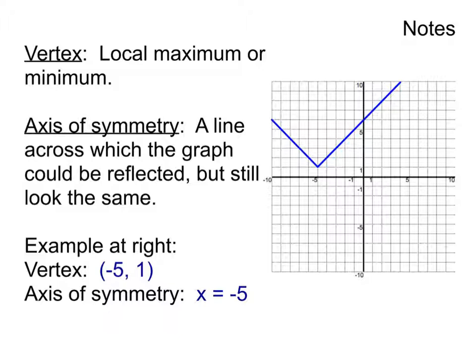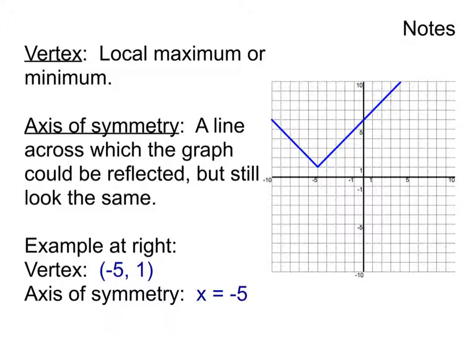Now we've actually been talking about vertex as we've been going, so this is hopefully a bit familiar. But one thing we haven't talked much about so far is axis of symmetry. And some graphs have it, some graphs don't. Actually, that's true of vertex as well. Some graphs have a vertex, some graphs don't have a vertex. But the axis of symmetry is the line across which the graph can be reflected but still look the same.